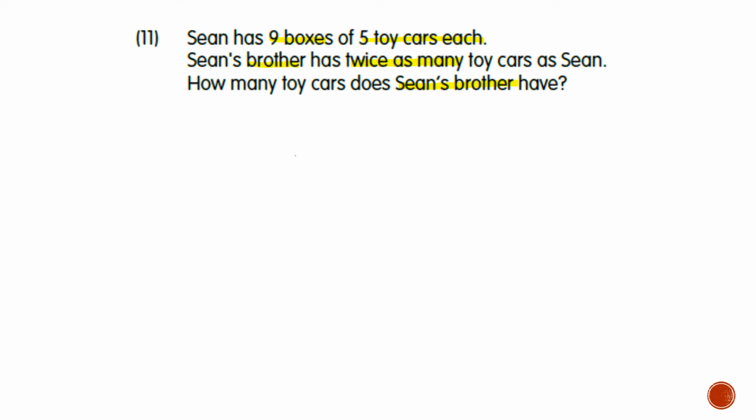Sean has 9 boxes, so we draw. Sorry, let me just draw a proper line. Sean has 9 boxes. I'm just going to draw very small boxes because there's not enough space. This is Sean. Each box has got 5 toy cars.